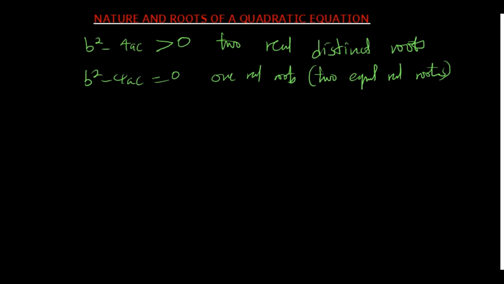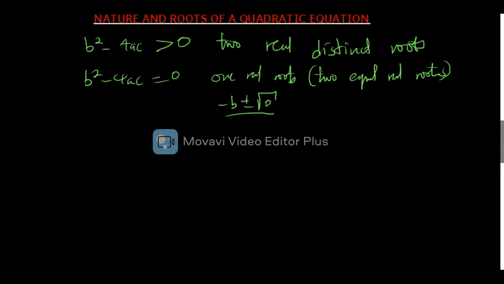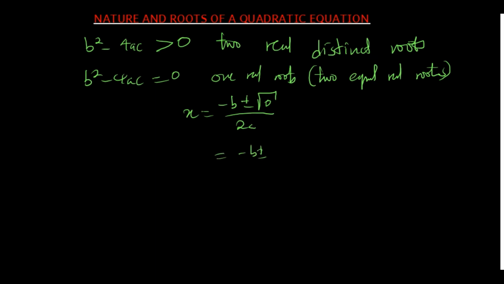So from the formula you are going to have negative b plus or minus the root of 0, over 2a. That is how you find it, because this portion has given you a 0. Now the root of 0 is simply 0. So what you find is negative b plus or minus 0 over 2a. So it will be negative b plus 0 or negative b minus 0, which are 2 equal roots.